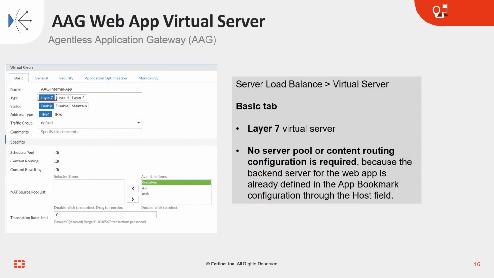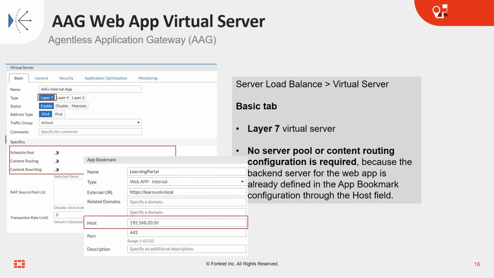Next, create a Layer 7 virtual server. Note that for this virtual server, no server pool or content routing configuration is required, because the backend server is already defined in the app bookmark configuration through the host field.